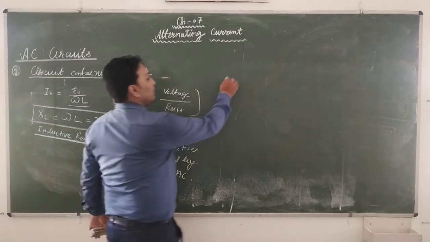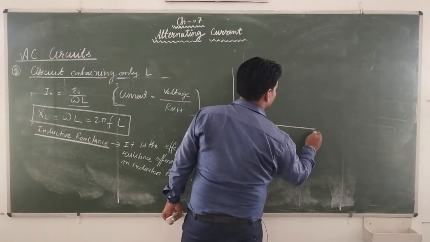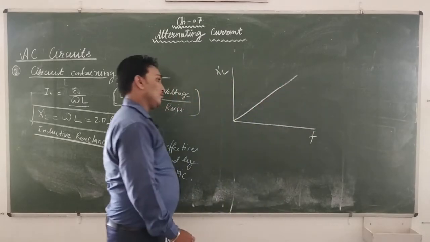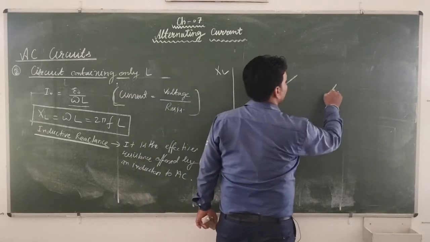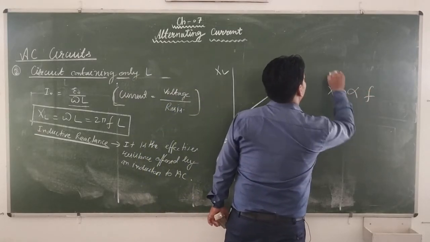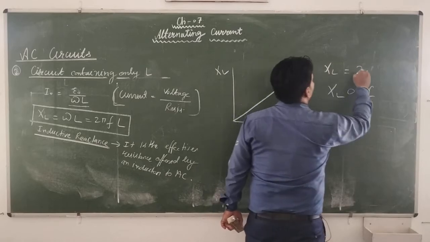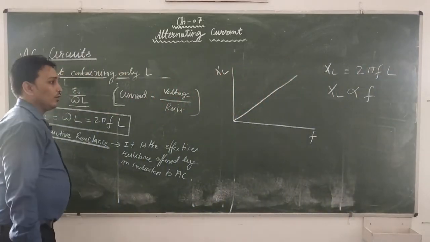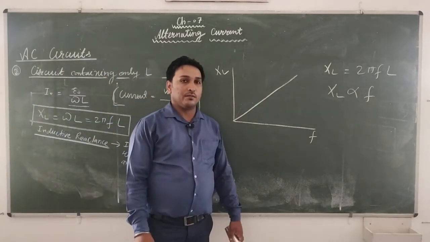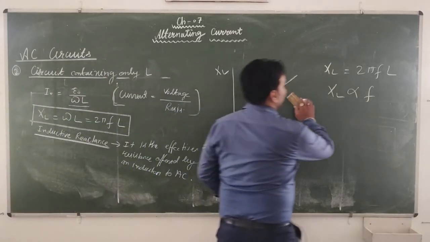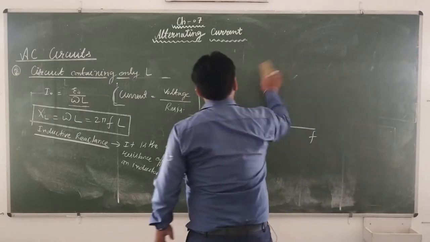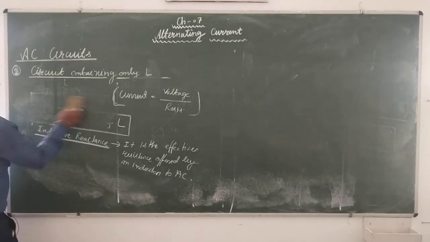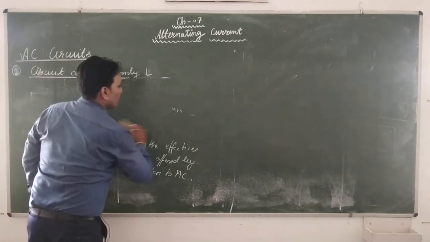If we plot a graph between f and XL, it is going to be a straight line, because XL is directly proportional to f. We have the formula 2 pi f L, and from the formula we can say XL is directly proportional to f. The graph will be straight. So this is inductive reactance. Remember the word: inductive reactance.